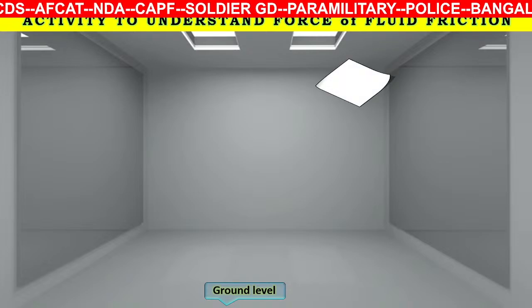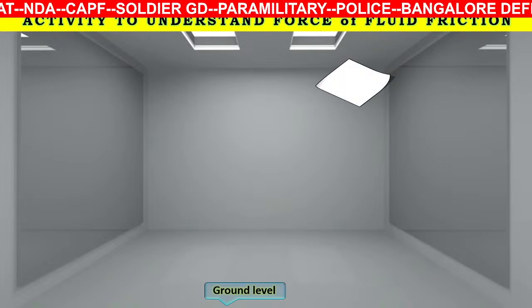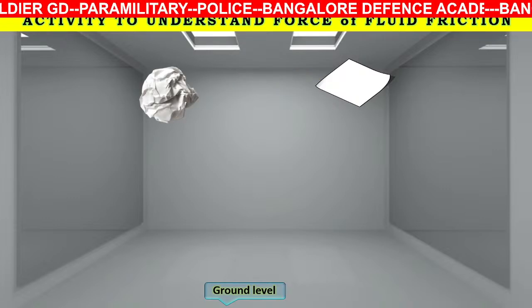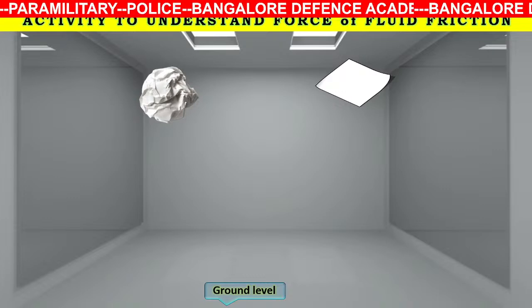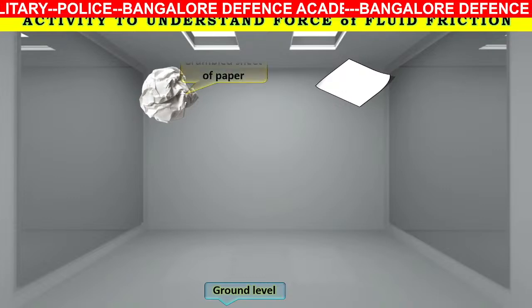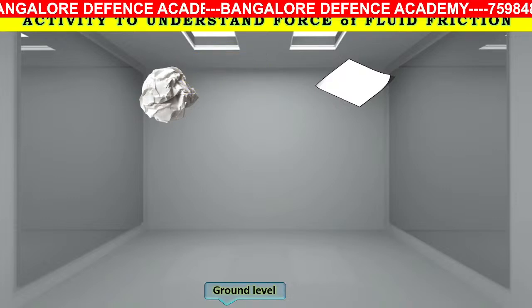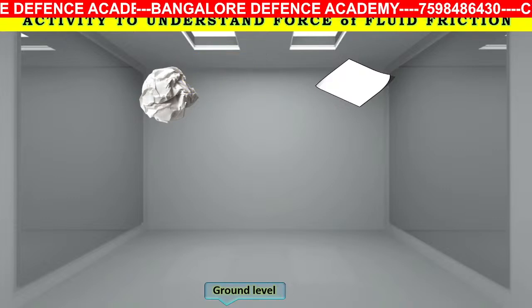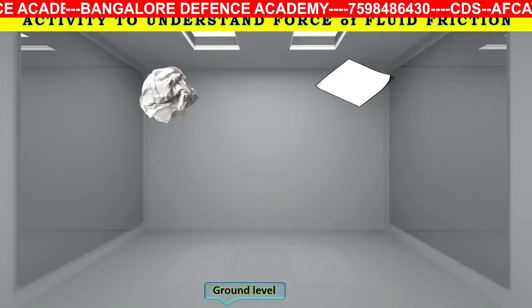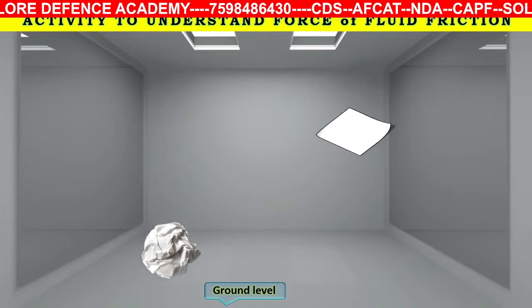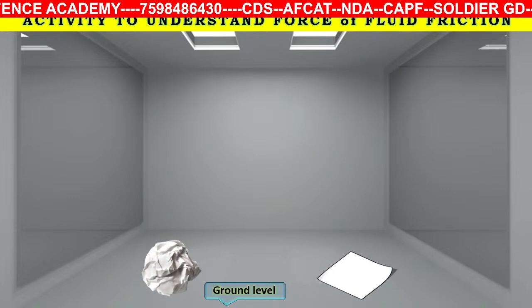I have a paper sheet like this, and I have another paper which is crumpled here. I make it a small ball, and now I drop both at the same time. Which one will come down faster? Yes, this one will come down faster, correct? So I drop both of them at the same time. One comes faster and one comes slower.